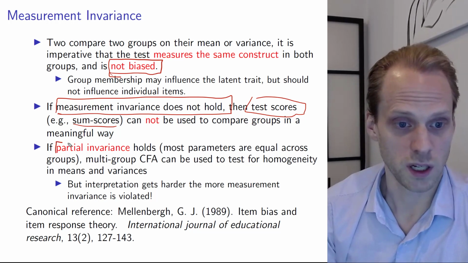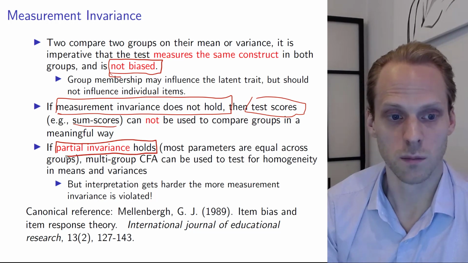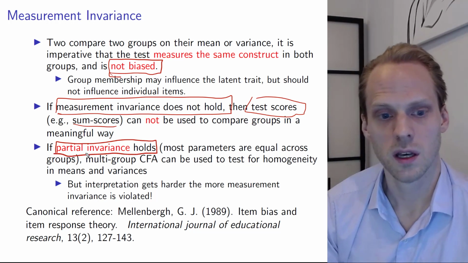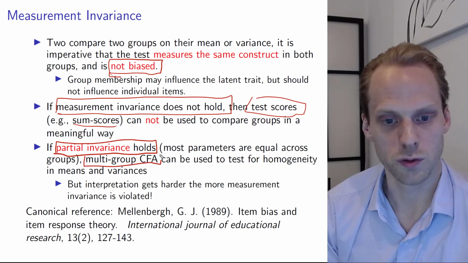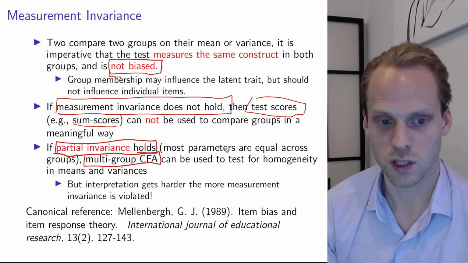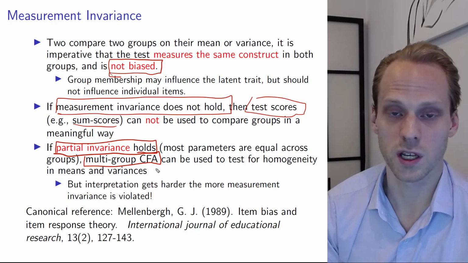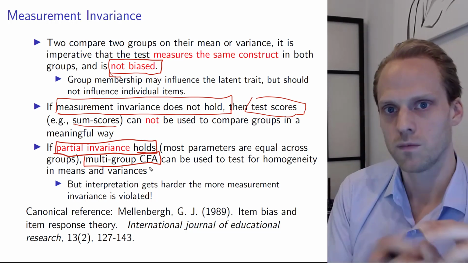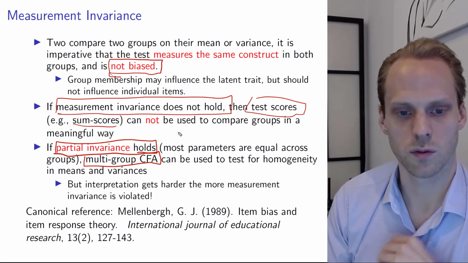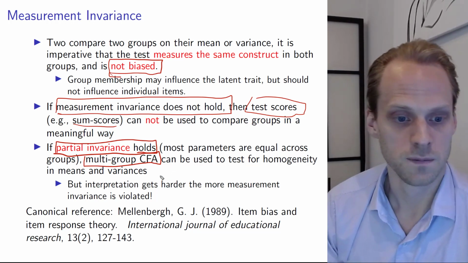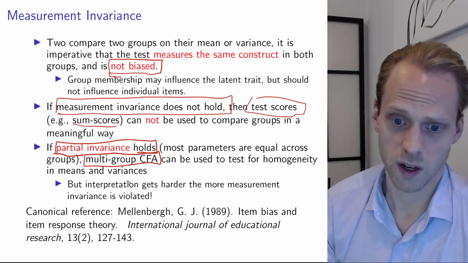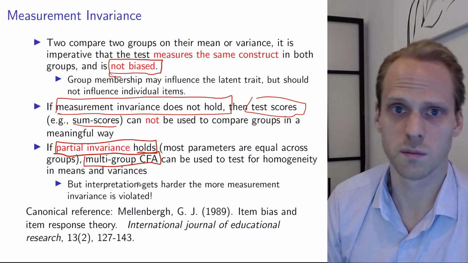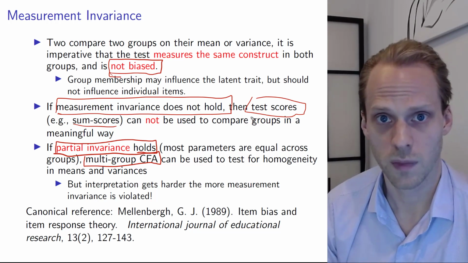If partial invariance holds, and that means that most items are not biased, but some might be, then we can still use multi-group CFA to test for these homogeneity hypotheses. It's a very powerful thing in CFA. We can actually take into account that some items might be biased a bit, and we can take it into account when testing for homogeneity. Right? But the more that invariance doesn't hold, we have to really think, okay, we're really fitting a different model in both groups, and maybe this comparison isn't fair anymore.